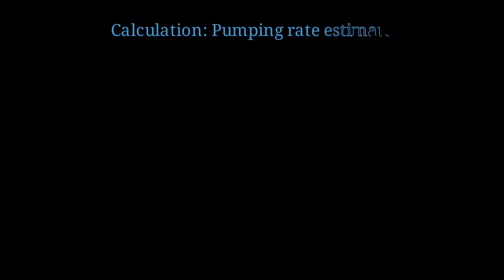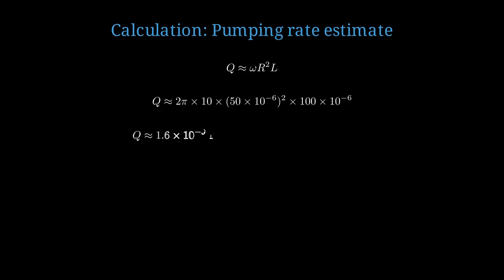Let's estimate the pumping rate. Consider a chain of 5 particles, each 10 micrometers in diameter, rotating at 10 Hz in a 100 micrometer channel. Flow rate Q approximately equals angular frequency omega times radius squared times length. This is a simplified estimate. Substituting values, omega is 2 pi times 10, radius is 50 micrometers, length is 100 micrometers. This gives approximately 1.6 times 10 to the negative 9 cubic meters per second, or 1.6 microliters per second. This is a reasonable flow rate for microfluidic applications.